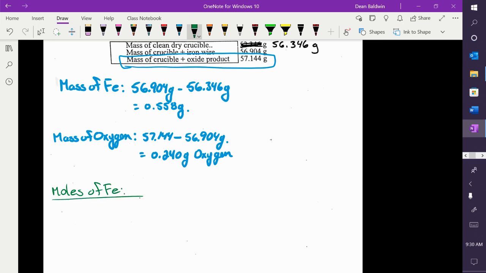What's the mass of iron, or the molar mass of iron, I should say? 55.8. Oh, that's convenient. So 1 mole of iron is 55.8 grams. So if you divide that, you're going to get 0.01 moles of iron.